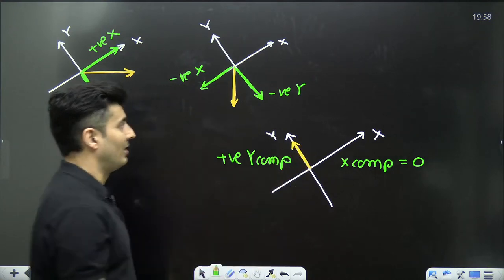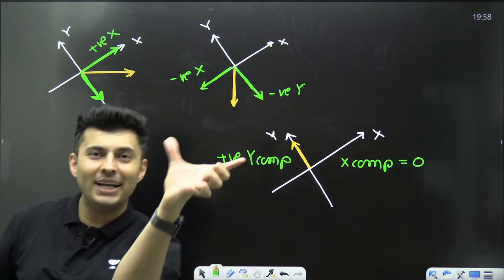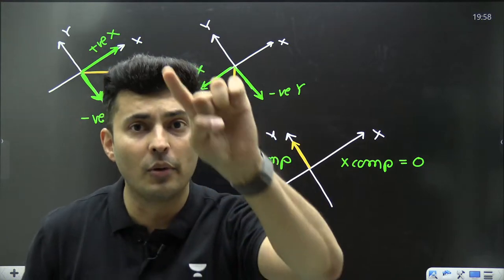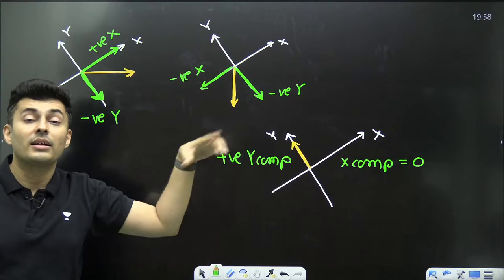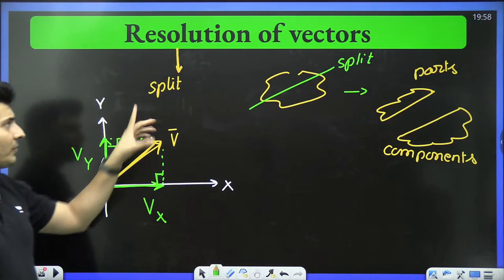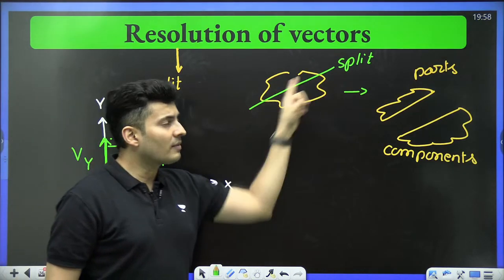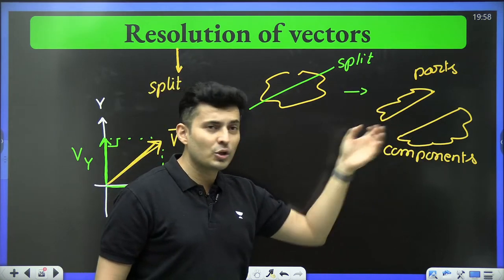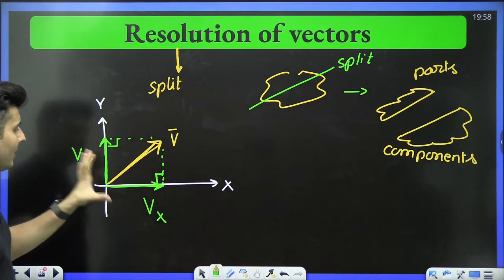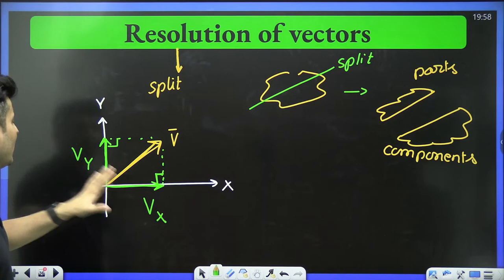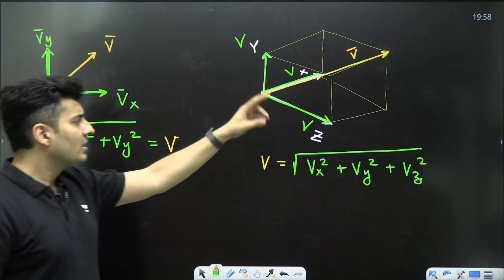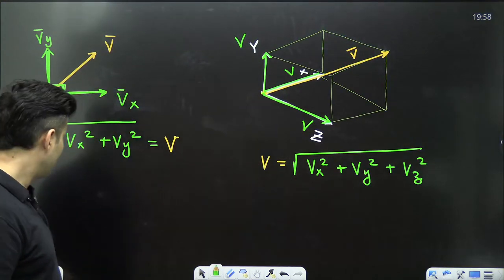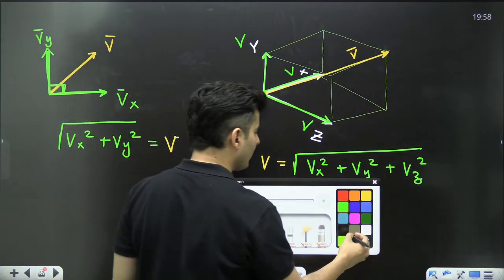Positive y component remains. So no matter how I tilt the axis, you now know how to split or resolve the vectors. So now you know the meaning of resolution. It means splitting. When you split it, you get parts which you call components. So a vector has multiple parts. If it is in 2D, two parts. If it is in 3D, then three parts. I hope that is clearly understood.